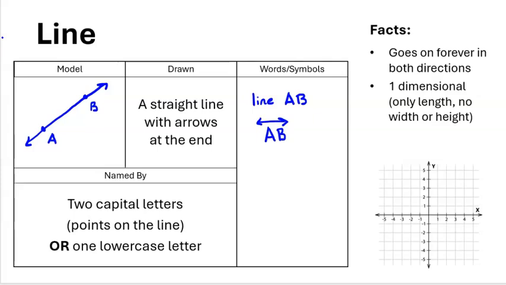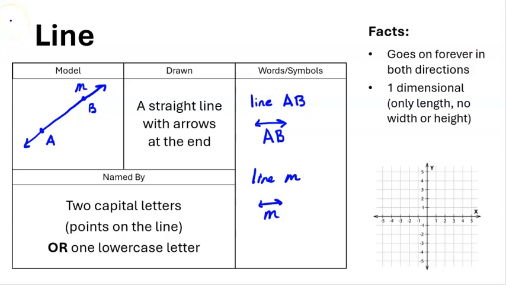Also, there are times where we can name a line with a lowercase letter, like this. That doesn't mean that M is a point on the line. It's simply just a name of the line. So we could also call this line M, and in some textbooks and worksheets you may also see it as M with that double arrowed symbol on the top.